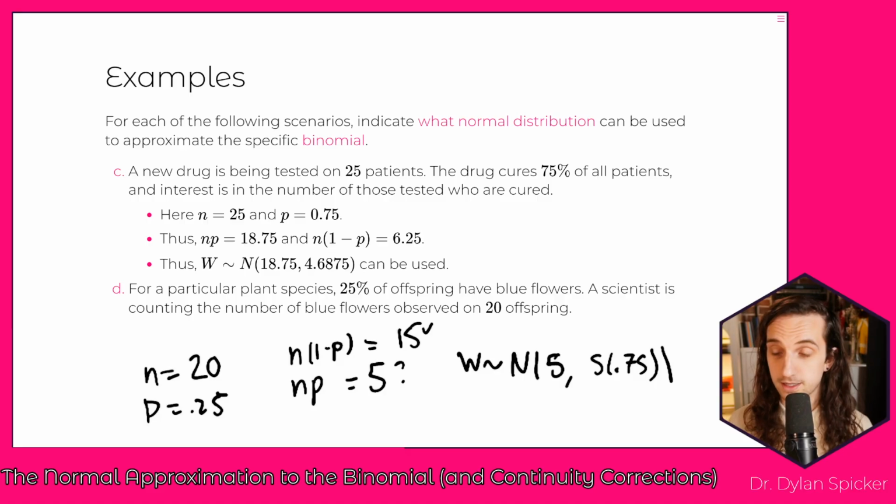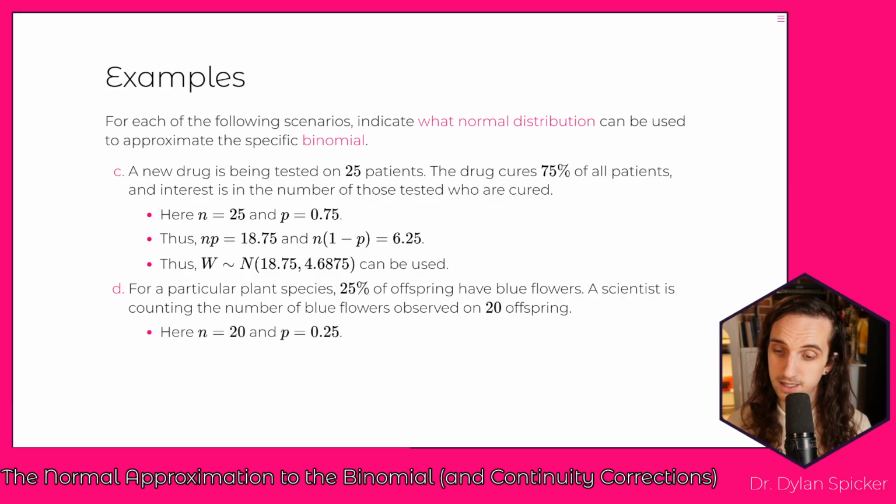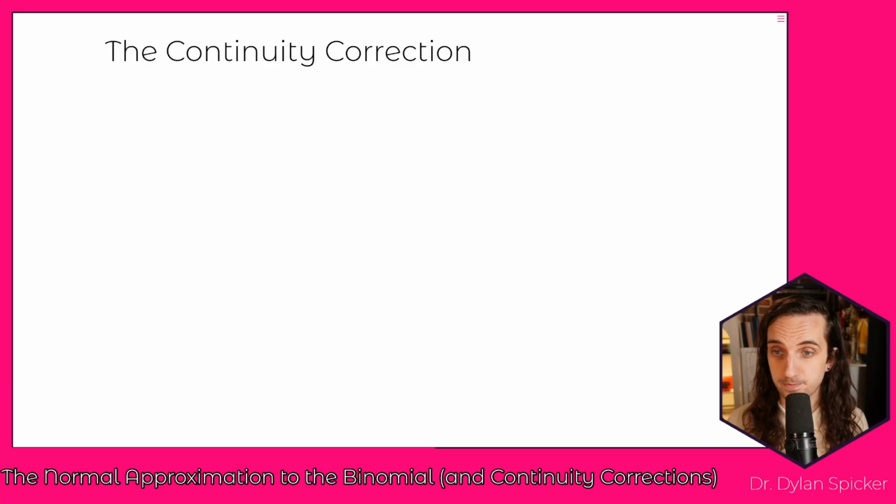Okay. And so then that would give us the W that we could use to approximate here. Okay, so n is 20, p is 0.25, so then 5 and 15 as our breakdown. We could use 5 and 3.75 if we really needed to, but we should know that this is probably a borderline useful approximation.